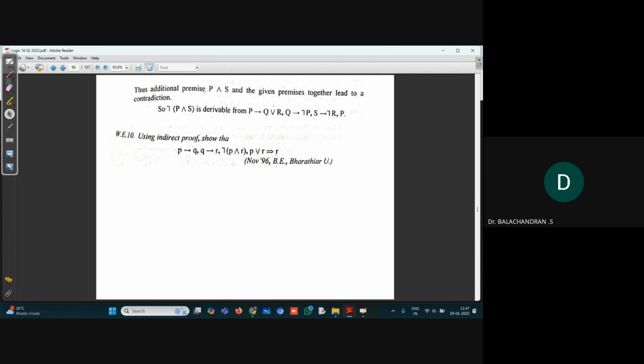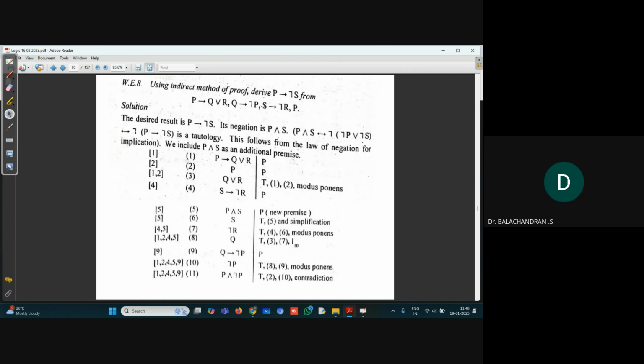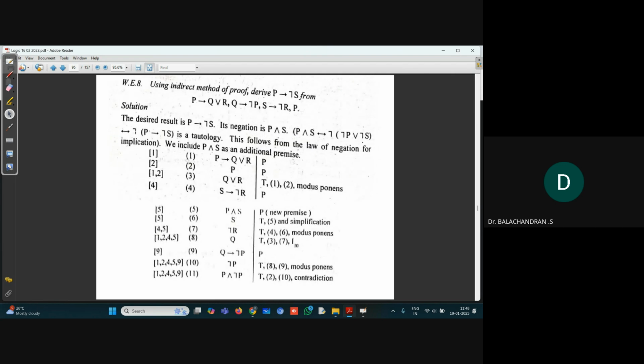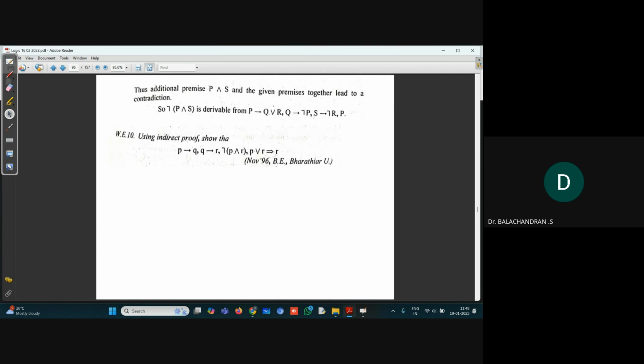Okay, so thus the additional premise P and S, and the given premises together lead to a contradiction. So negation of P and S. Don't write here negation of P and S. Better to write the conclusion, P implies negation S. So here you should write, instead of negation of P and S, P implies negation S. You should write this one: P implies negation S is derived from the given premises.